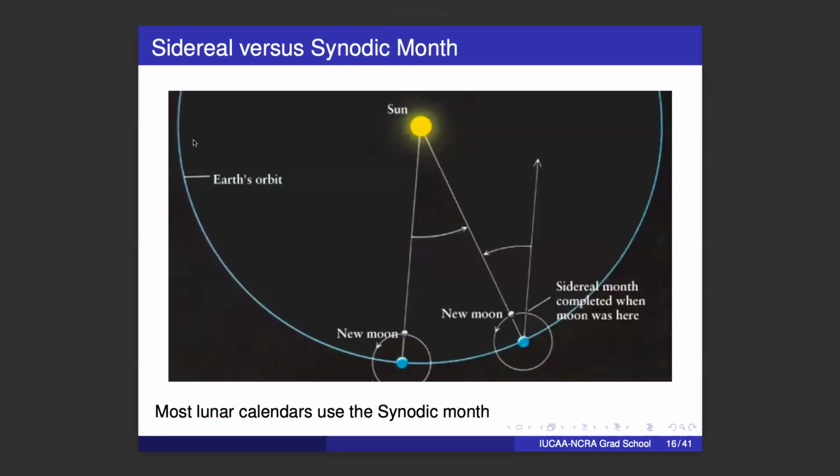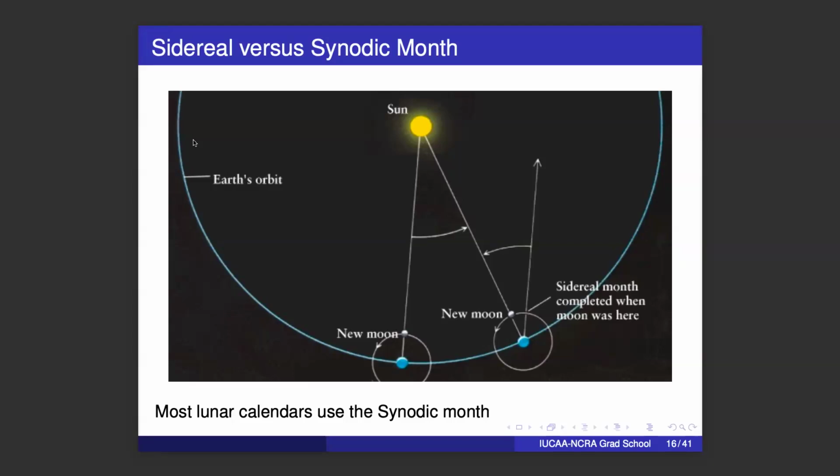Similarly, for the moon, there is a concept of a sidereal month and a synodic month, right? So here the new moon is there. By the time the next new moon occurs, the full rotation, the sidereal month, was completed when the moon was here. Now it has to travel an extra distance in order to come to the new moon.